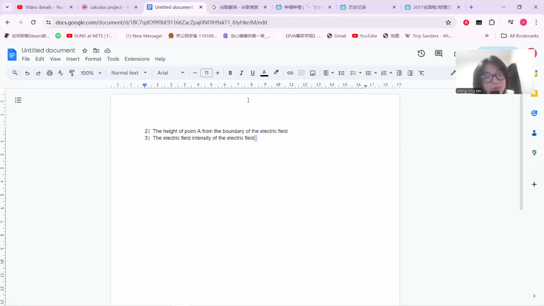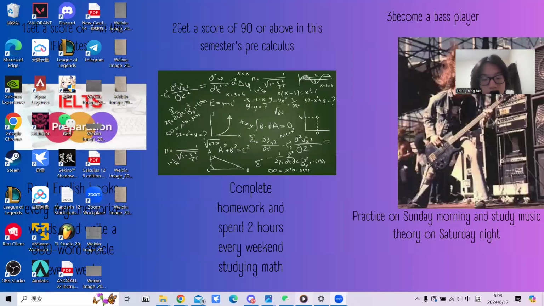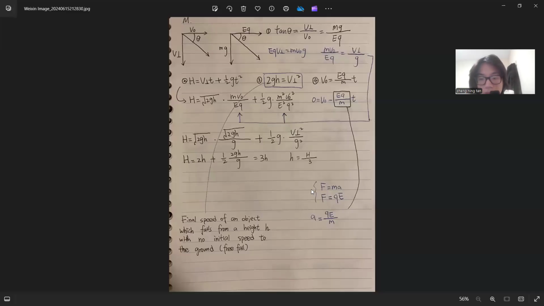The second question is asking about the height of point A from the boundary of the electric field. M moves in a straight line when leaving point B. So we can derive this formula based on this information. It is very clear that speed and energy are completely different things, but the ratio between them is the same, right? And we can also convert the angle into the formula.